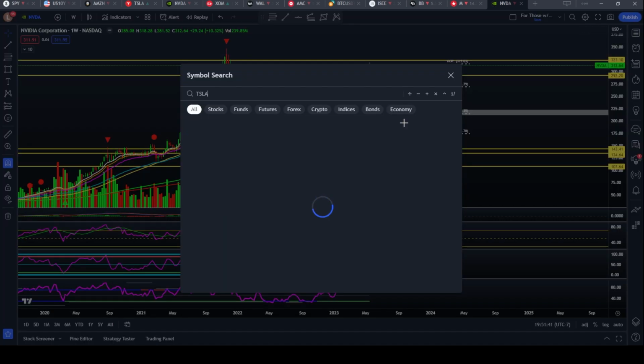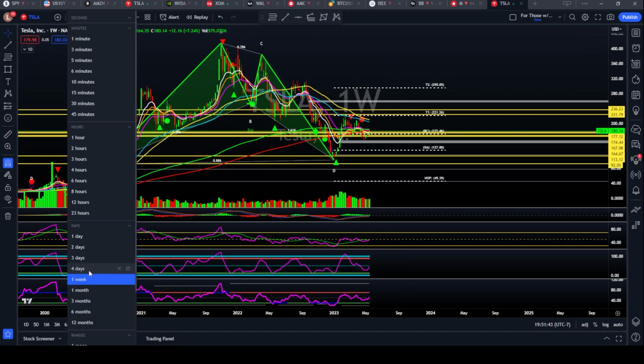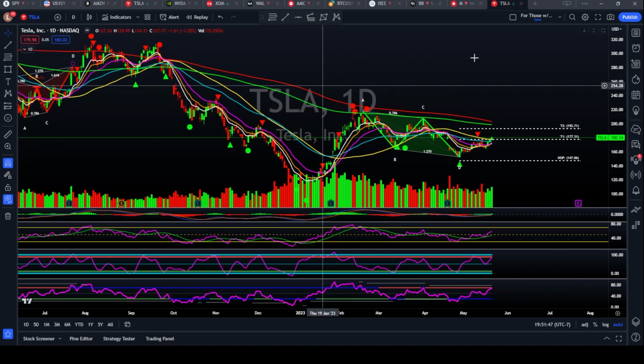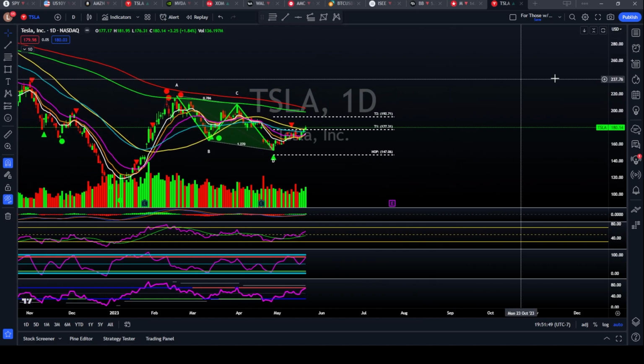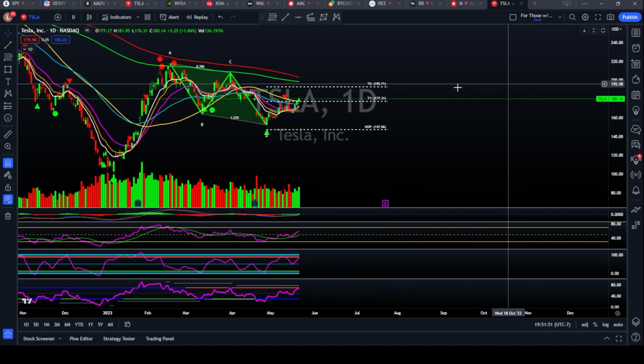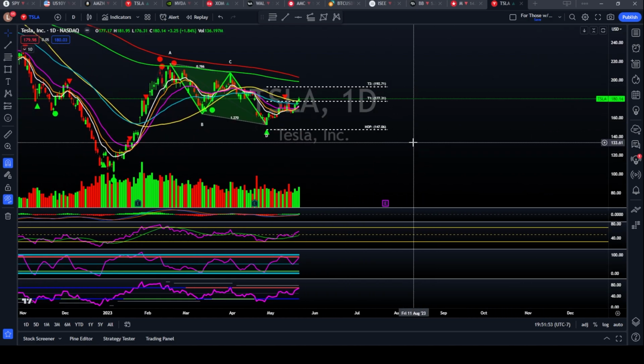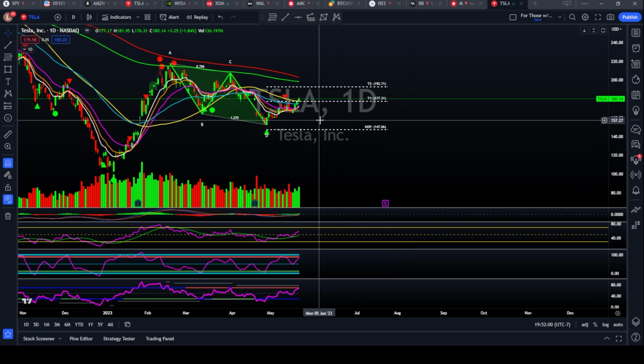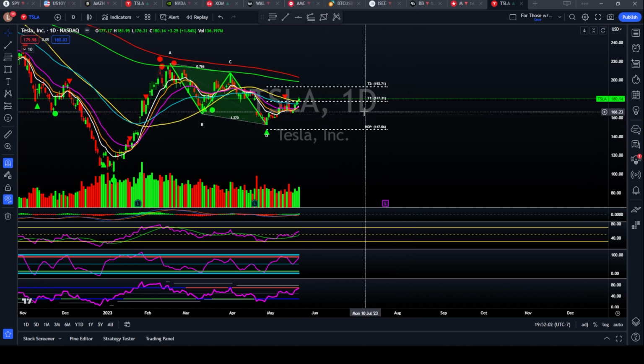Jumping over to Tesla. Let's go on the daily real quick. Let me remove some drawings. There's a lot of levels I have here, but let's just look at the harmonic ABCD pattern on the daily. Finally, Tesla broke above 177, and you closed above at 180.14 on Friday. So it's good to see that Tesla is coming back up.